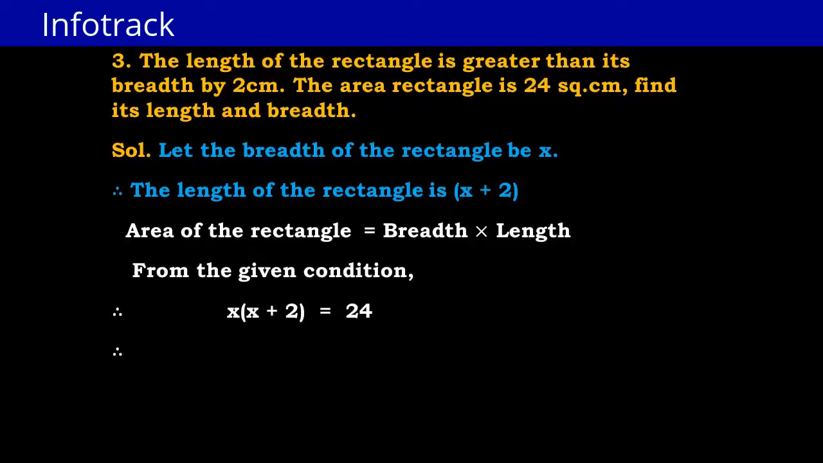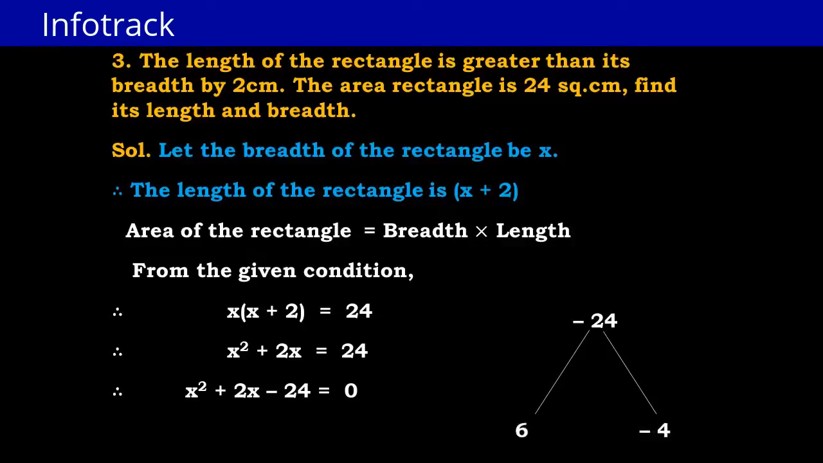Solve the bracket. x square plus 2x is equal to 24. So x square plus 2x minus 24 is equal to 0. Now we can factorize this. Minus 24 as 6 fours are 24. We require plus 2, that means 6 will become plus and 4 will become minus. So plus 6 and minus 4. So we can write the equation as x square plus 6x minus 4x minus 24 is equal to 0.